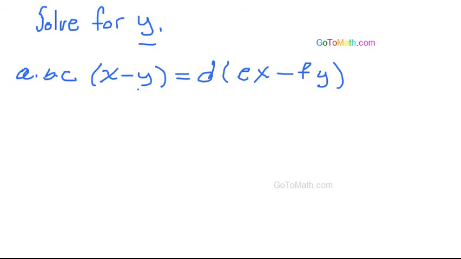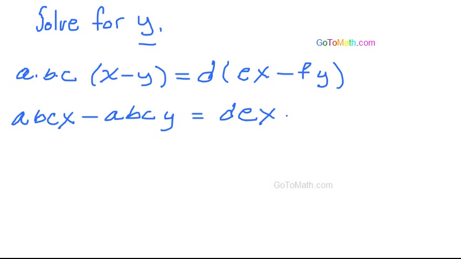Now the best way to do this is to go ahead and distribute this ABC across each one of these variables and then distribute the d across. So let's do that. So we end up with a times b times c x, right, multiplying that by x, then we'll multiply that by y, minus abc y is equal to, then distribute this d across, d times e times x minus d times f times y. Okay. Now let's collect up our like terms.